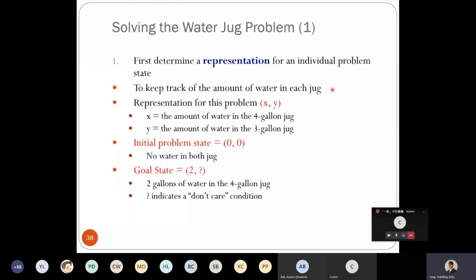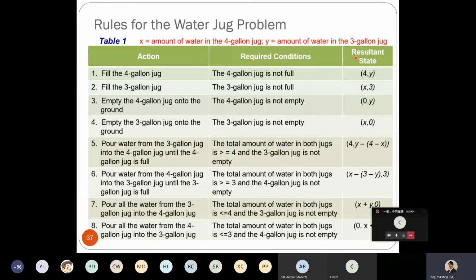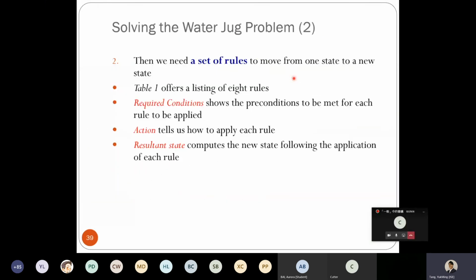Okay, so this is the second step. Remember, in order to solve the problem, later you need to do the assignment. In order to do the assignment, the first step is to represent your problem using the state space approach. Just like this one, write down the initial problem state and the goal state. This is the first step. The second step is to set a set of rules using this table: if condition, then what is the action and what is the resulting state? This is the second step.